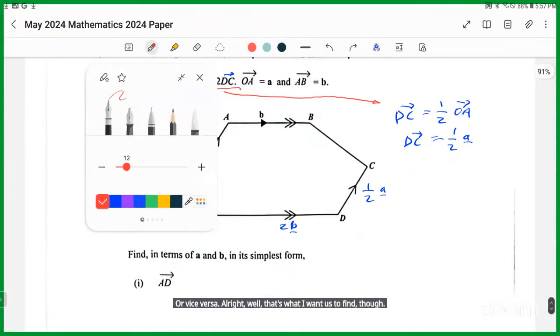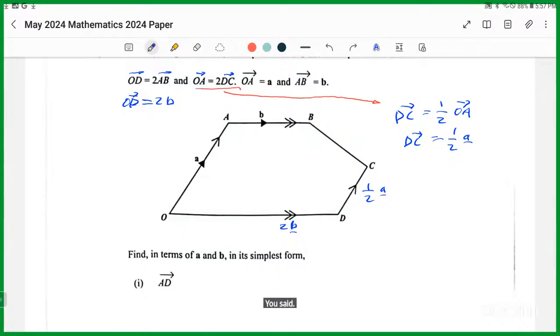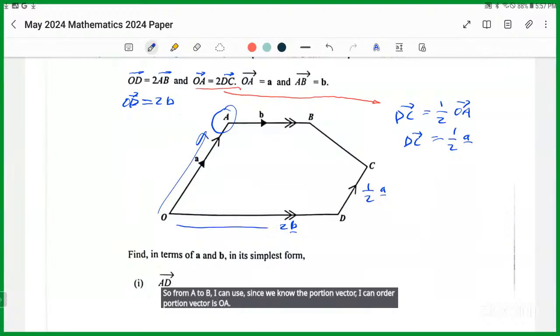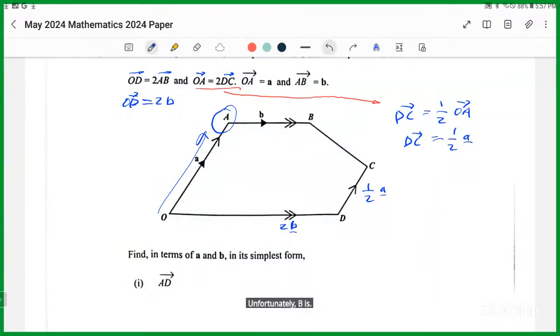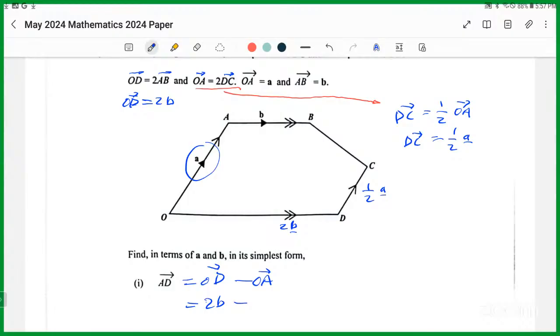They said, find the vector AD in terms of the small a and the small b. So that's A to D, and that's pretty obvious. From A to D, since we know the position vectors, the position vector of A is OA, and the position vector of D is OD. So we can use OD, the last, minus OA, the first. And the OD is clearly 2b, minus the OA, which is clearly A. So we can use that as our AD.